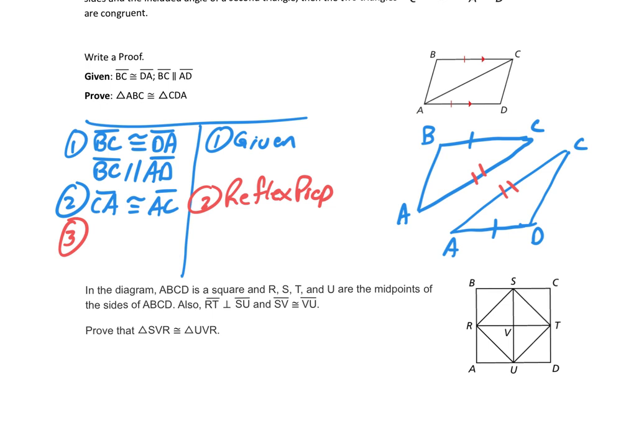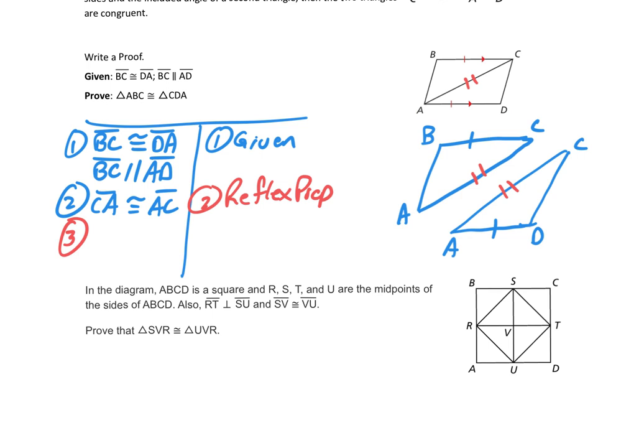Okay, so now we have two sides. I need the angle in between those two sides. So if I go back up here to this picture, if these are the two sides, I need this angle and this angle to be congruent, if these are going to be congruent triangles, okay?